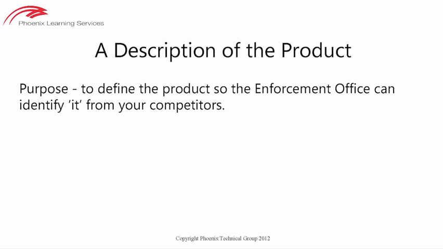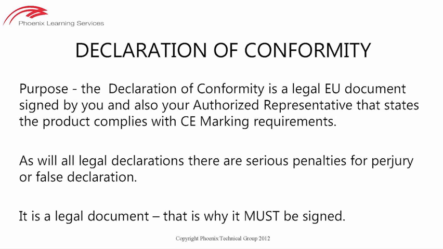Next comes the declaration of conformity. This is just a general statement which will tell the enforcement officer what you've done and what to check. Make sure it is signed, truly signed with a real signature. This is a legal document. Your authorized representative and your company representative are signing in law that the product complies with mandated requirements. There are serious penalties for perjury and false declaration, and that's why this legal document must be signed.